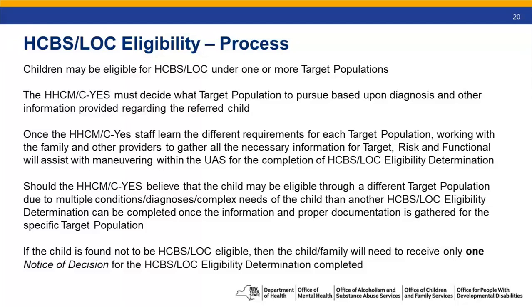So you won't be able to necessarily go through the SED target population, find the child's not eligible, and then go through the MedFrag. You probably can't do that in one day. You would need the documentation, and we're going to go through those steps. But either way, if you choose to pursue one right after another, there will only be one notice of decision sent to the family. So if they are found eligible, you'll send that notice of decision that they're eligible. But if they're found, again, not to be eligible, then you're going to send that notification that they are not eligible.